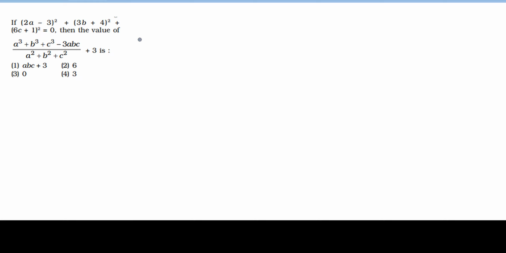So we have solved these kind of questions already, but here they have asked to find out this expression. From here we can know the value of ABC. A is 3 by 2, B is minus 4 by 3 and C is minus 1 by 6. Now they are asking to find this expression value.